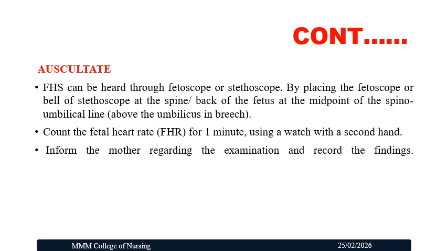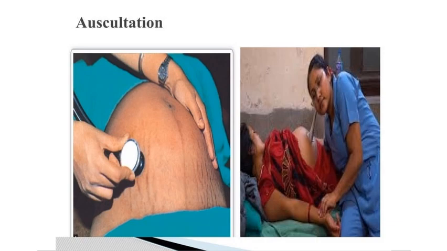Last one is auscultation. Here FHS can be heard through a fetoscope or stethoscope, by placing the fetoscope or the bell of the stethoscope on the back of the fetus at the midpoint of the spino-umbilical line, which is above the umbilicus if it is a breech presentation and below the umbilicus if it is a vertex presentation. We can count the FHR for 1 minute using a watch with a second hand. Inform the mother of the result and record the findings in the woman's record. This is the image of auscultation.